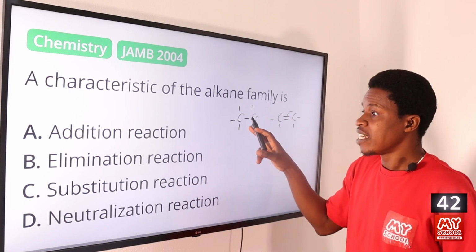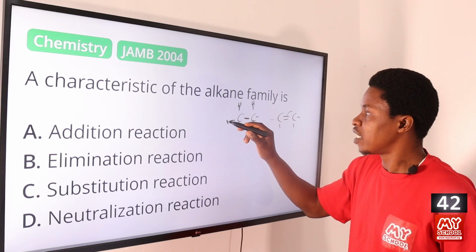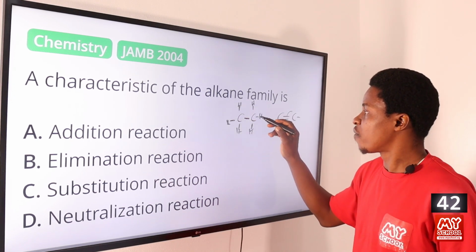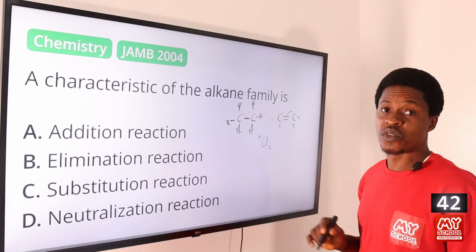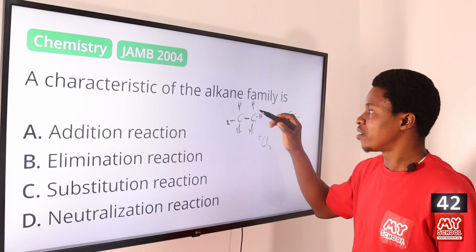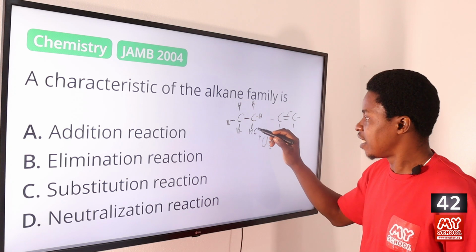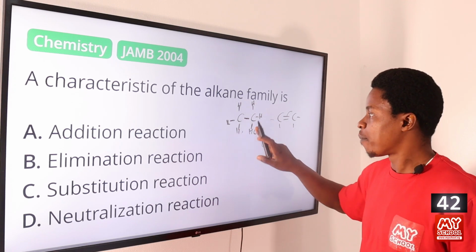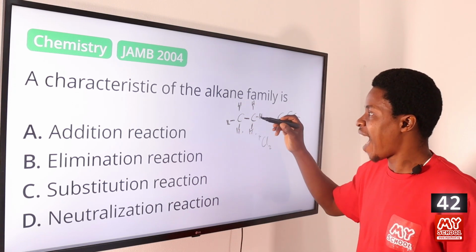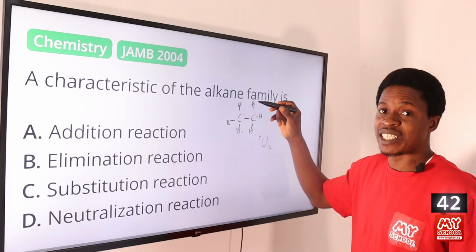So for any substance to come in here, we have hydrogen here, hydrogen here, hydrogen here, and so on. Let's say, for instance, a chlorine molecule is coming in to react with this. What will happen is that you cannot say you are going to have chlorine attaching here, no. What will happen is that this chlorine molecule will come in and substitute, displacing any of these hydrogens here.